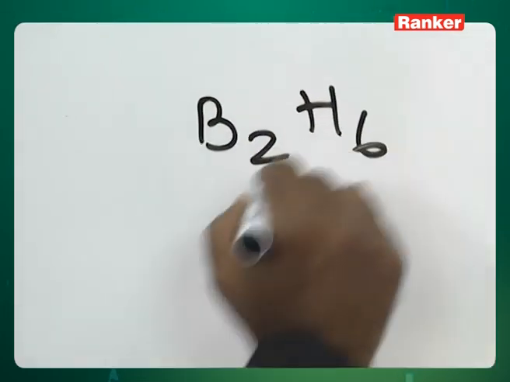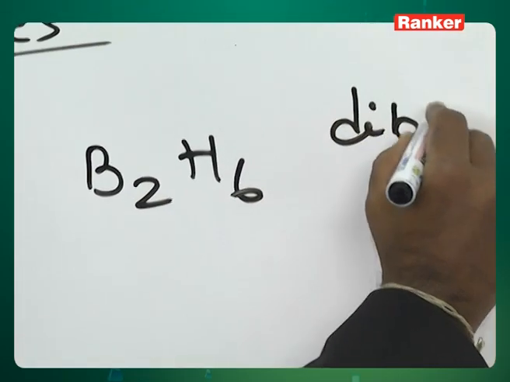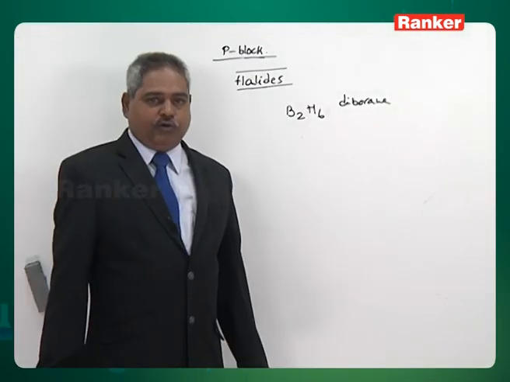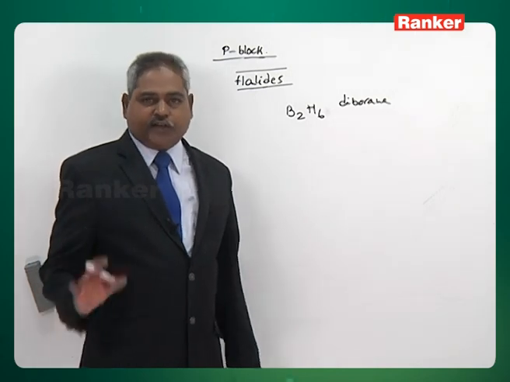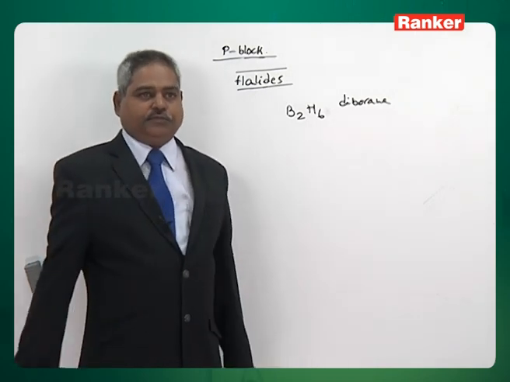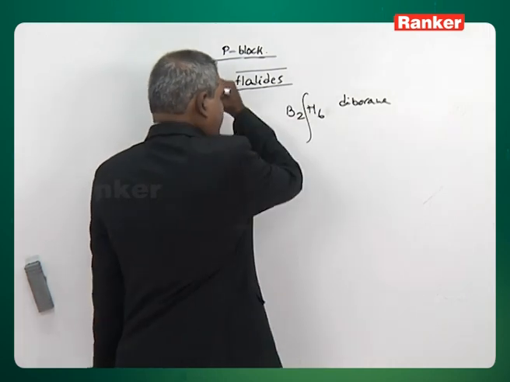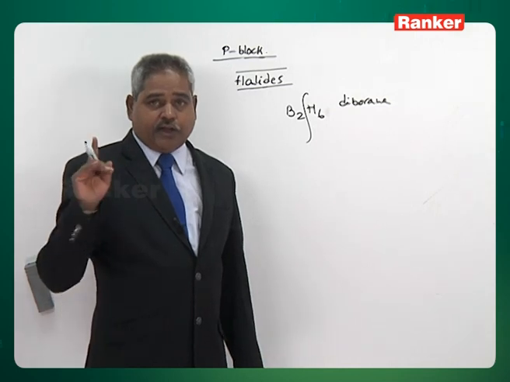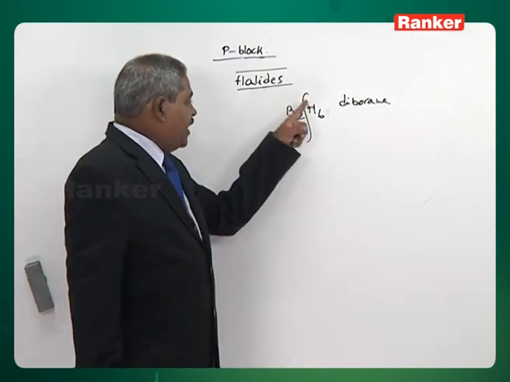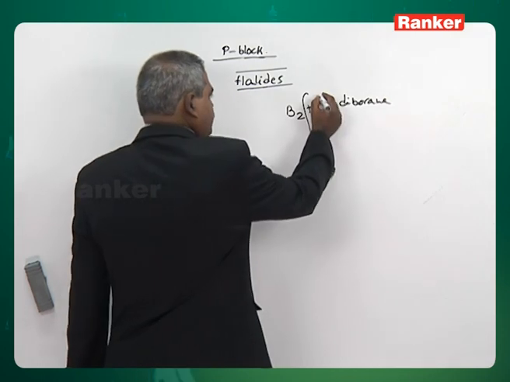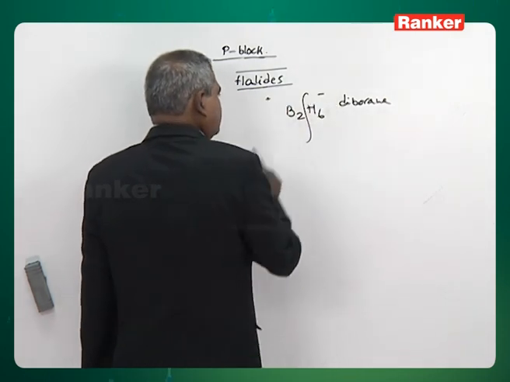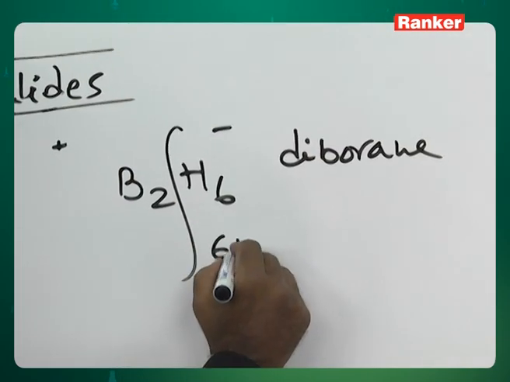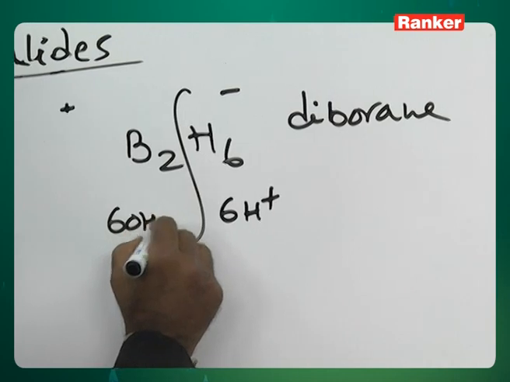B2H6, very interesting, diborane. How does diborane react with water? Though we don't call it hydrolysis, you can definitely call it a reaction with water. Break the bond as usual. And who is plus, who is minus? You remember FONCl: H is greater than B, hydrogen is more electronegative than boron, so B is plus and H is minus. So you have to give H plus here: 6H plus and 6OH minus.